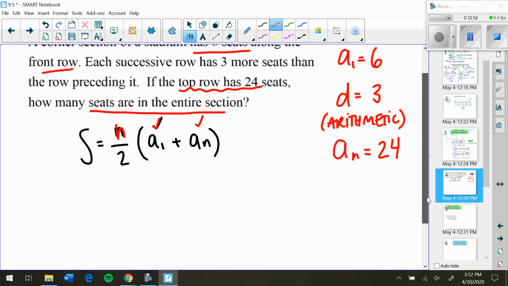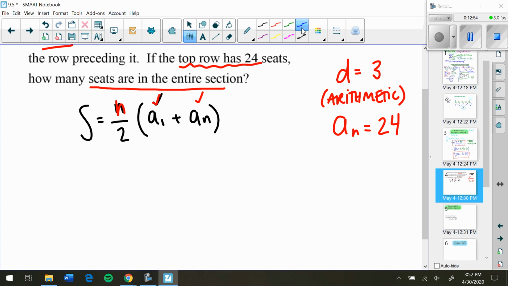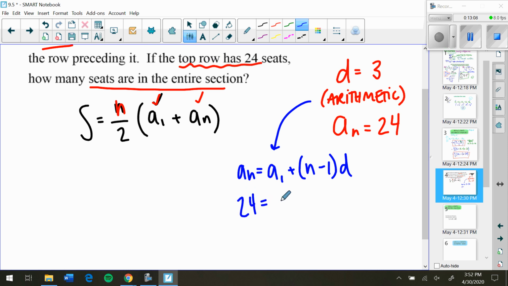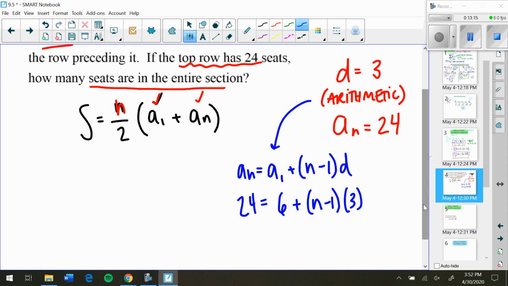We don't actually know what term that is. Well, don't worry. We are super smart. We can find it. How? With our explicit formula for an arithmetic sequence. So any term is equal to the first term plus n minus 1 times our common difference, which means 24 is equal to our first term, which was 6, plus n minus 1 times that common difference of 3.